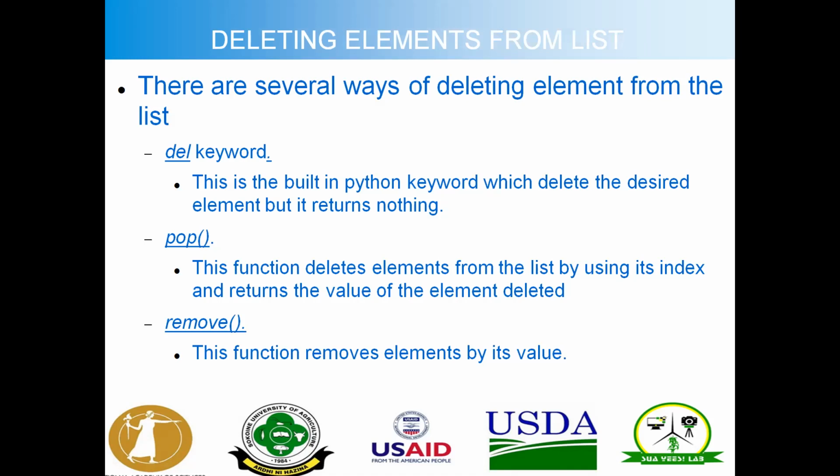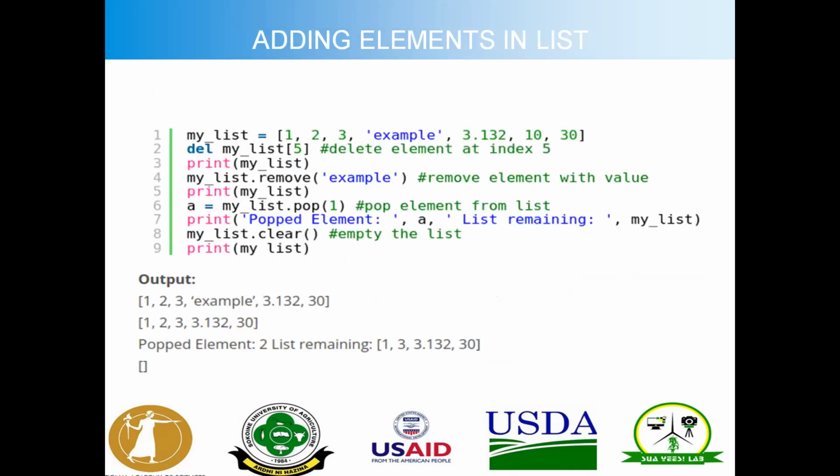On the pop, it will delete the element from the list by using its index and return the value of the element deleted. So on the pop, you just delete by using the index. So you provide the index value, and then after providing the index value, it will delete the value, and this function will return the deleted element. You see? And on the remove function, it will remove the elements by its value. So you just provide the value to be deleted.